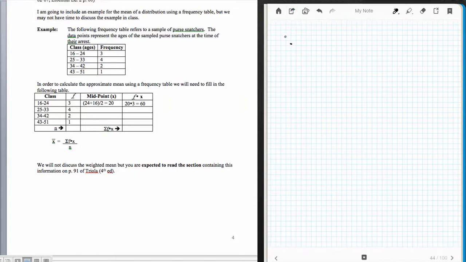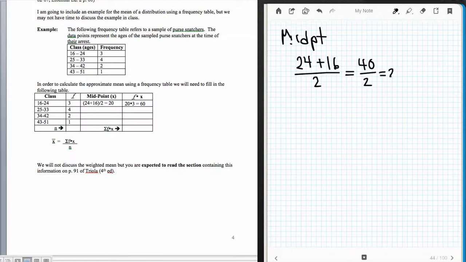So first off, in order to find the mean, we need to find the midpoints. Remember, in finding a midpoint, if I want to find the midpoint of the Purse Snatcher data based upon the frequency table that we had built, I am going to say 24 plus 16, and then divide by 2. That's one way I could do this, right? That gives me 40, and then 40 divided by 2 gives me 20. And then we can say plus 9 and plus 9 and plus 9, and we can get all those midpoints.